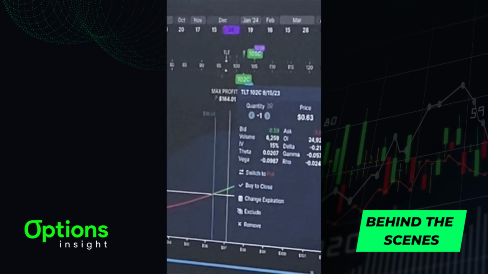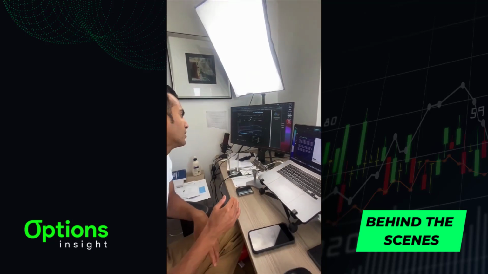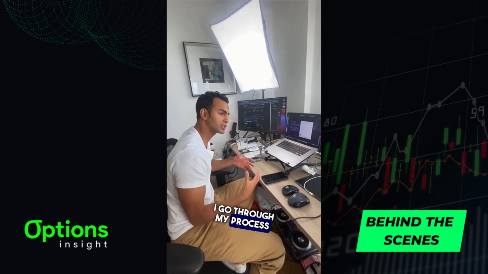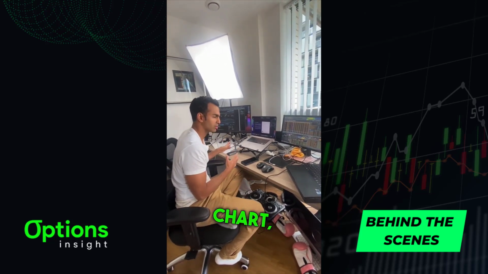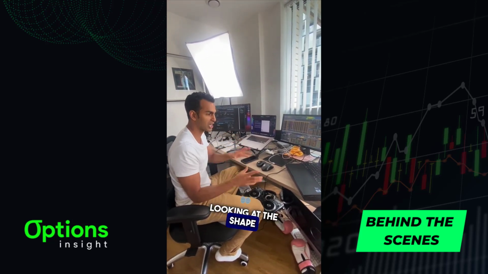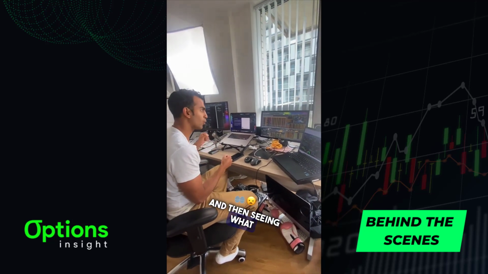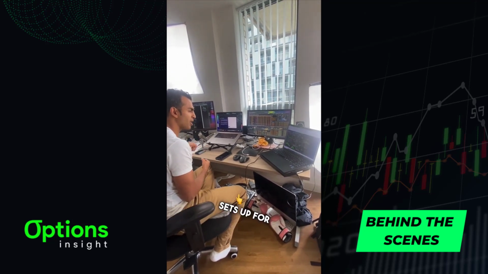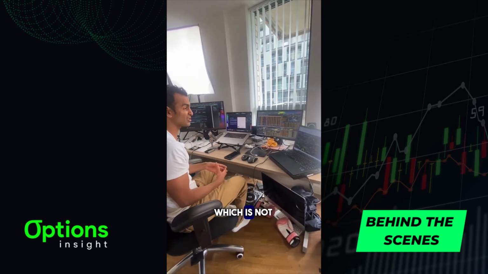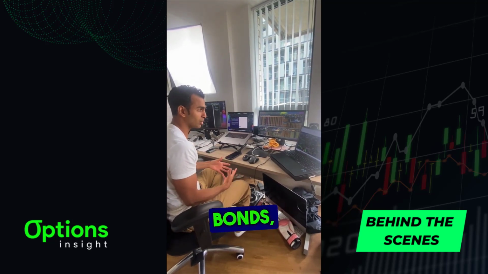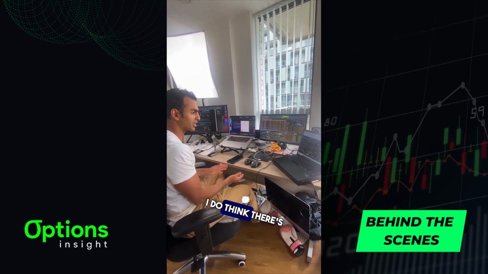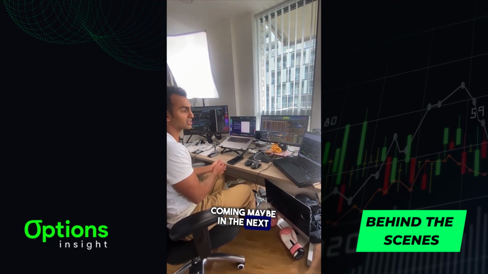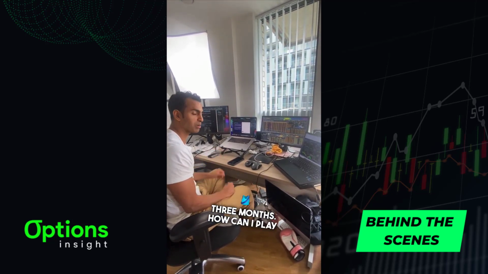So for me, that is the way I go through my process of identifying a trade: looking at the chart, looking at the levels, looking at the shape of the curve, and then seeing what trade implementation sets up for me to express my view, which is not a super high conviction bullish view on bonds, but I do think bonds are a bit oversold, and I do think there's going to be a bounce coming maybe in the next 3 months. How can I play that intelligently?